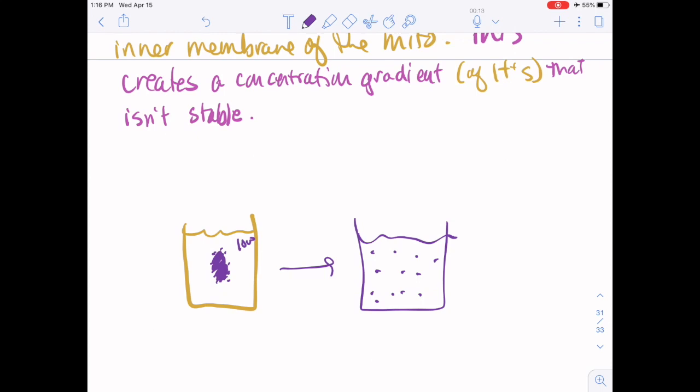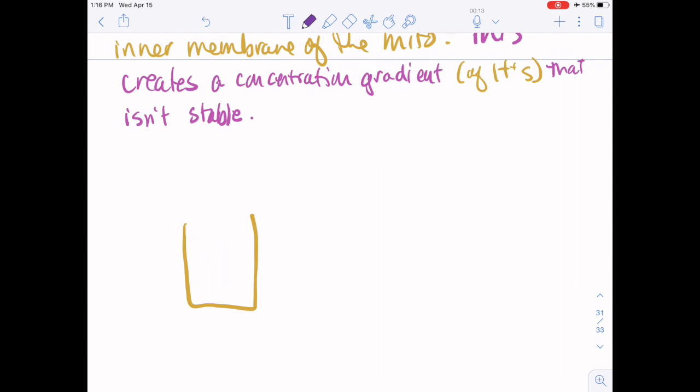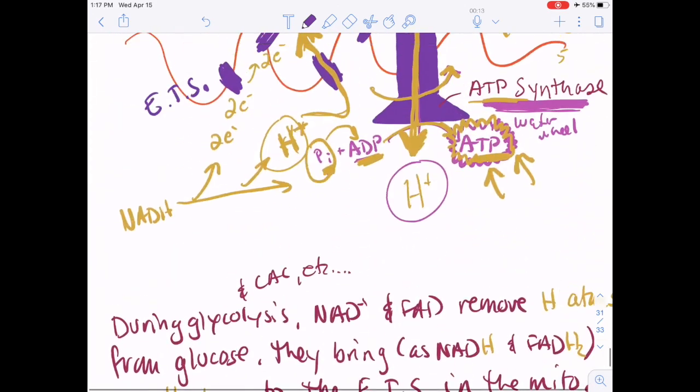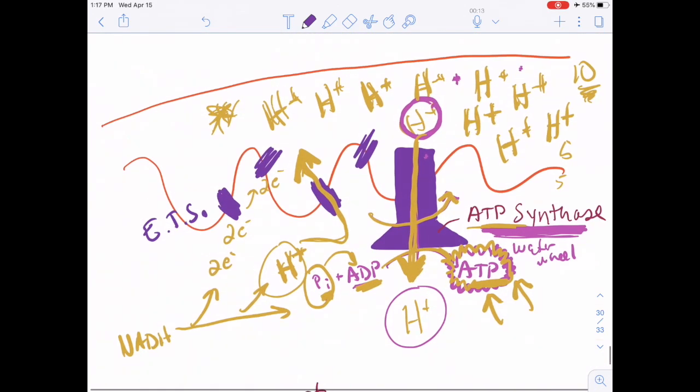Diffusion is how your cells make energy. It is one of the most important concepts to the cell. It's one of the most important things you can learn about how your cells work, because diffusion across that semi-permeable membrane is how your cells make ATP that your cells need all the time.